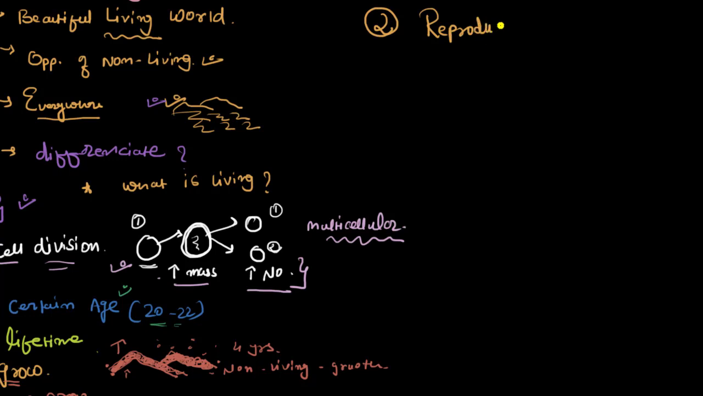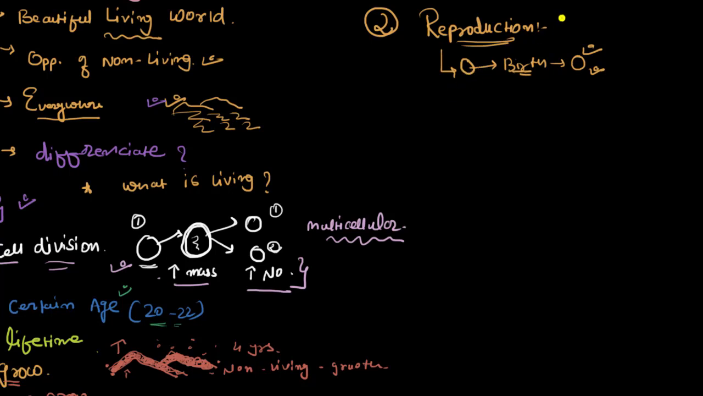Reproduction. Now this is something you may have heard about. A living thing that is able to give birth to another living thing is able to reproduce, and that is what we call reproduction. Reproducing something. What? The progeny, the offspring of that particular thing.